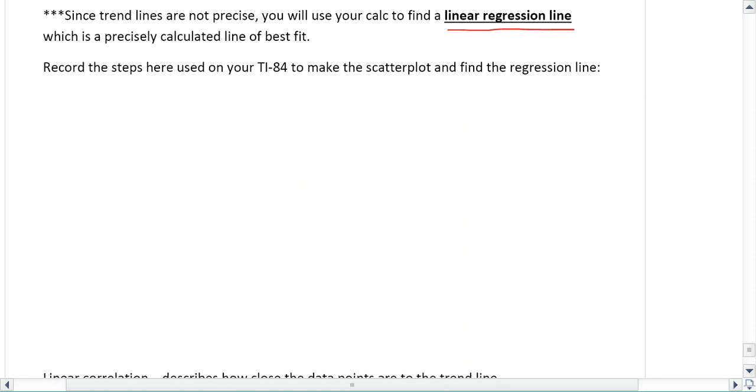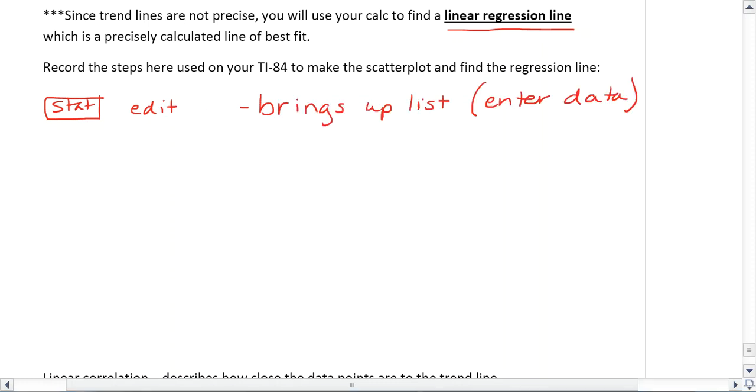So we have to find a place to enter our data. So first, you would press the Stat key on your calc, and then you would select the Edit function, which I think is the first thing that comes up. So you hit Stat, Enter. And what this does, it brings up the lists. And on these lists is where you enter the data.